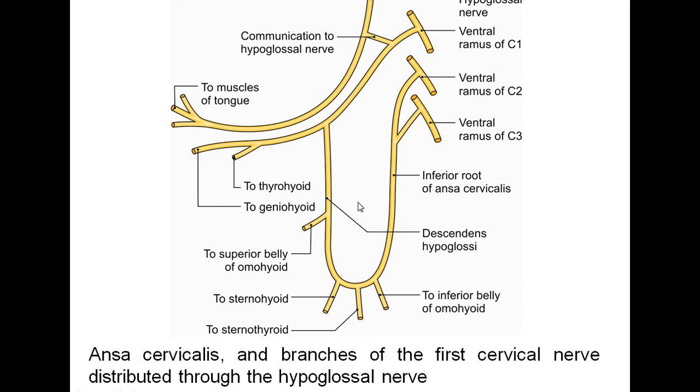This diagram shows the ansa cervicalis. This is the descendens hypoglossi, which communicates with the hypoglossal nerve. This is the ventral ramus of the first cervical nerve, the ventral ramus of the second, and the ventral ramus of the third cervical nerve. The ventral ramus of the first cervical nerve carries fibers through the hypoglossal nerve, which form the descendens hypoglossi root of the ansa cervicalis. Along with this it also supplies the geniohyoid and thyrohyoid muscles. So these are the branches of the hypoglossal nerve. The first cervical nerve is distributed through the hypoglossal nerve; you have to remember this.